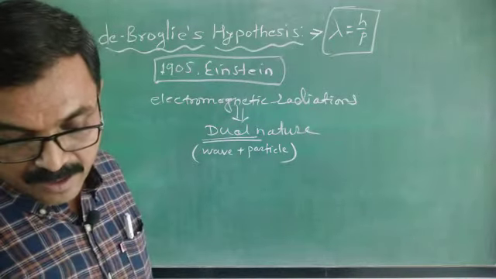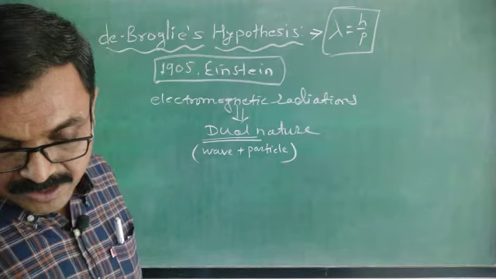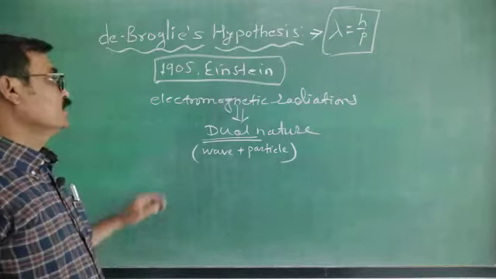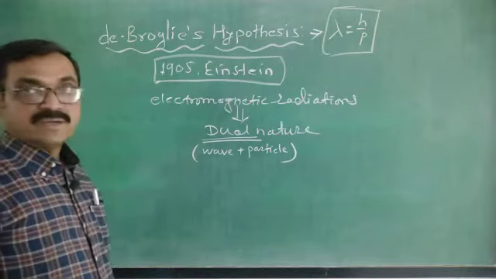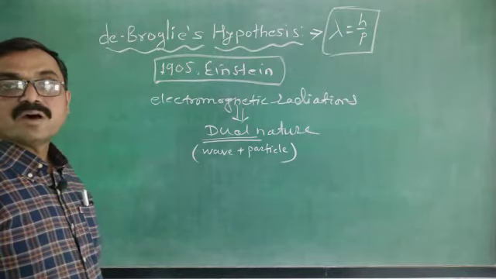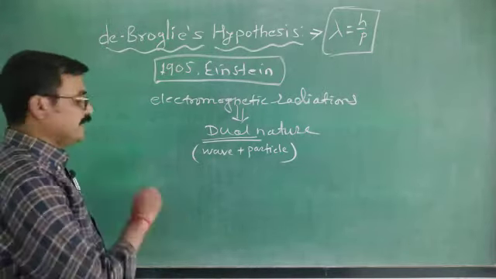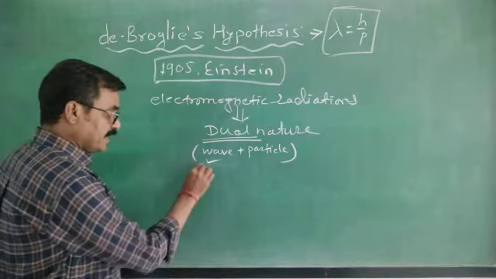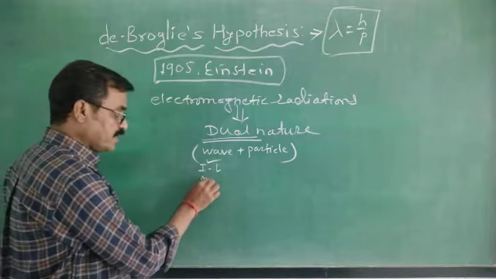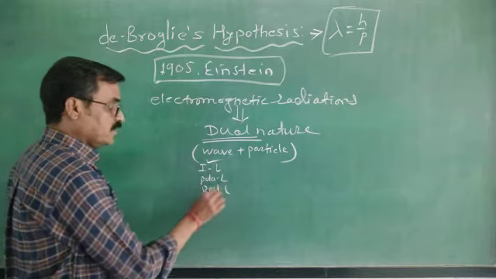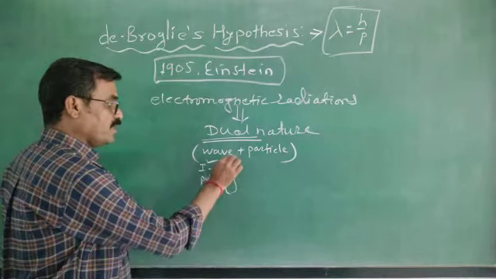He suggested that all electromagnetic radiations, including light, have a dual character or dual nature. It acts as a wave as well as a particle. Phenomena of light like interference, polarization, and reflection all explain the wave nature of light.